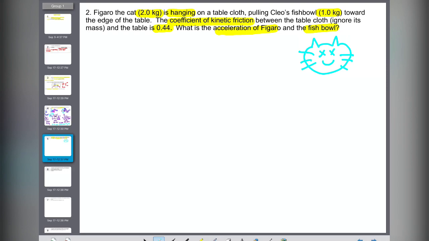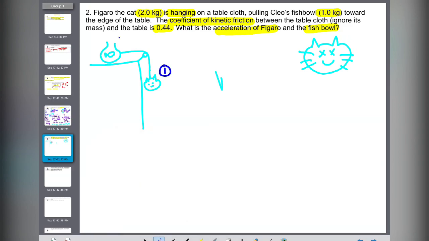Okay, Figaro the cat is hanging onto a tablecloth. And there is a fish bowl, so there is a table, and there is a fish bowl sitting on it. Basically, your tablecloth acts like a pulley question. Okay, so you have almost like a pulley. This is where your tablecloth is, and you got a cat. The cat is 2 kilograms, and the fishbowl is 1. And it does have friction between the tablecloth and the table. Okay, so there is friction.